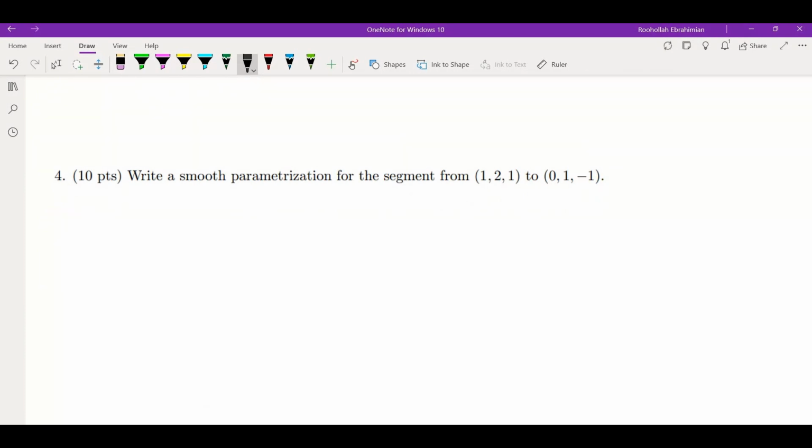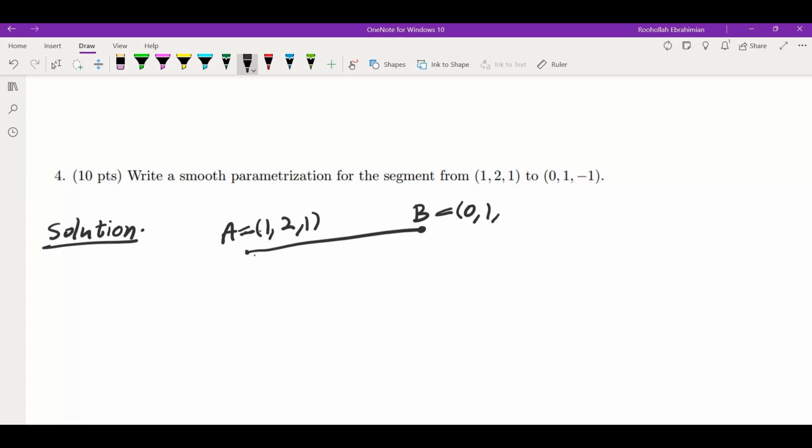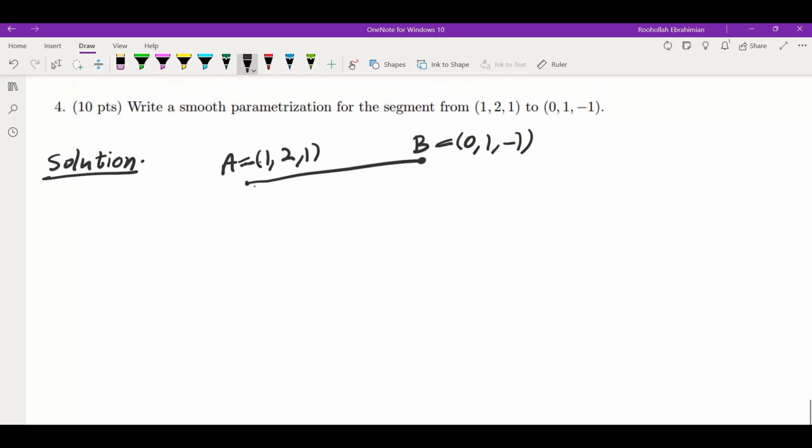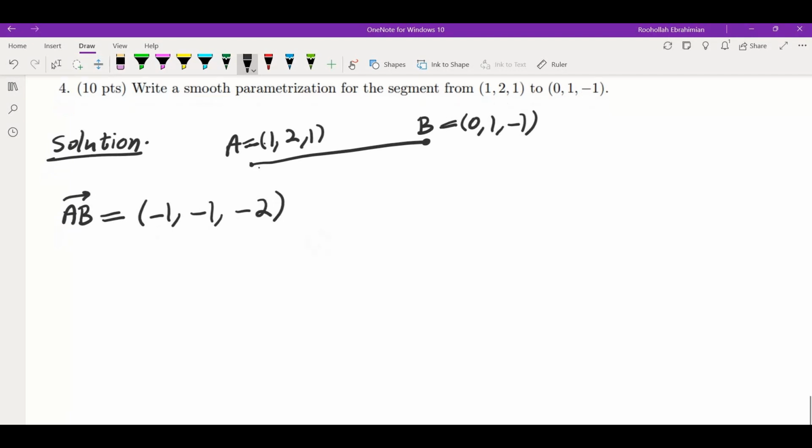Okay, and here is the last problem. Write a smooth parameterization for the segment from this point to that point. So let me draw a diagram for this. So the first point is 1, 2, 1, and the second point is 0, 1, -1. So we're going to write down the equation of the line, and then we're going to see what the limitations for t are. So the line can be obtained by one point and the direction vector. The direction vector is AB or BA. It doesn't matter. Either way works. -1, -1 and -2. So this is our direction vector. So we take B minus A.